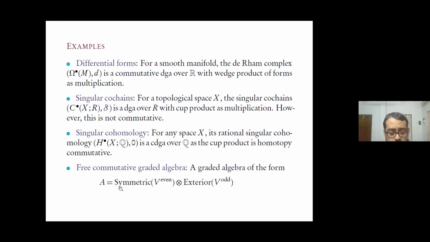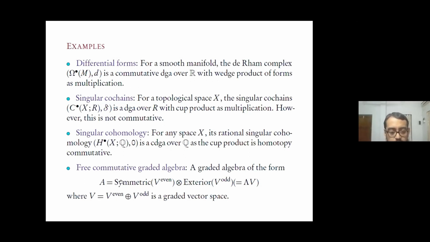the symmetric powers of the even part of V. So V is a graded vector space. So V will have, let me show the full thing, the even parts and the odd parts, meaning you look at V0 direct sum V2 direct sum V4 direct sum V6, all the way. So these are the even parts of V, or the elements of even degree. And then you have V1 direct sum V3 direct sum V5. These are the odd elements, or elements of odd degree in V.